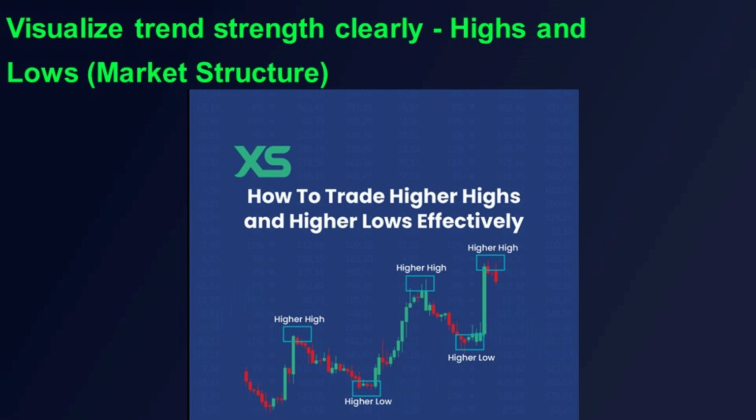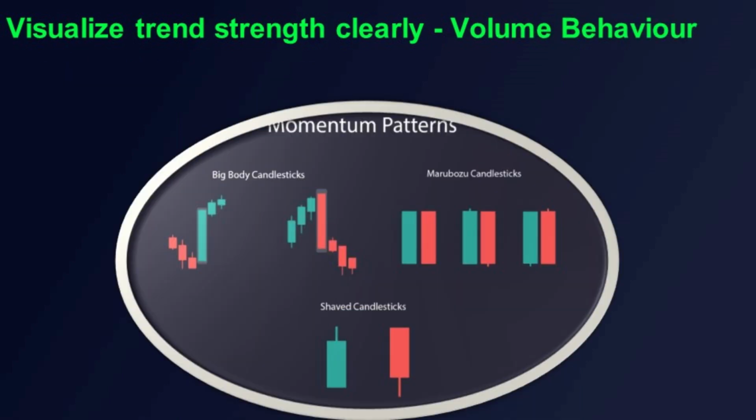Strong uptrend: higher high, higher low, higher high. Pullbacks are shallow, supports hold cleanly. Weak uptrend: higher highs but deep pullbacks, breaks of structure on smaller time frames, frequent false breakouts.